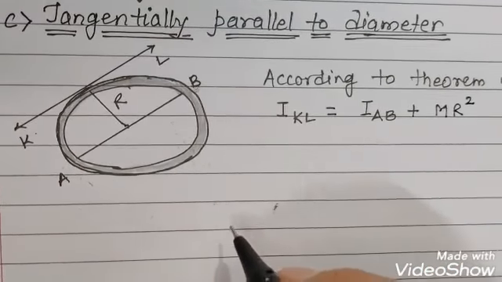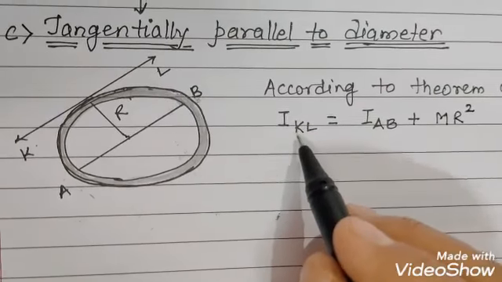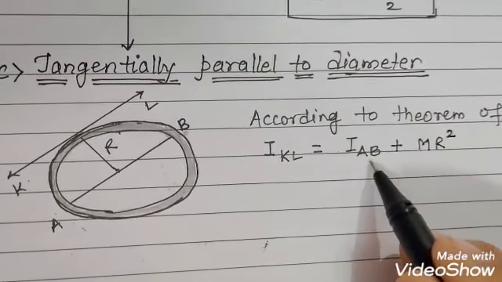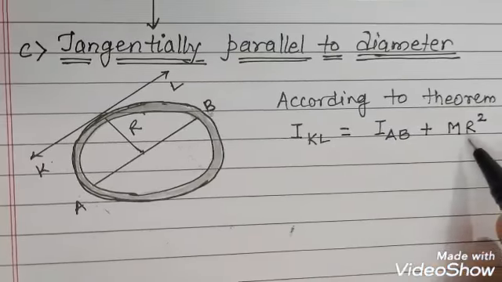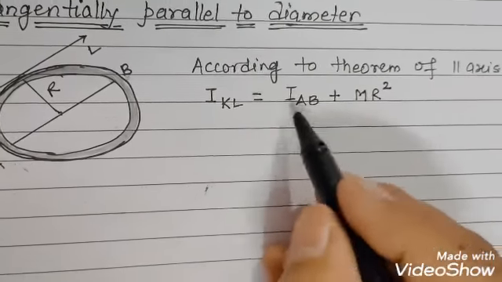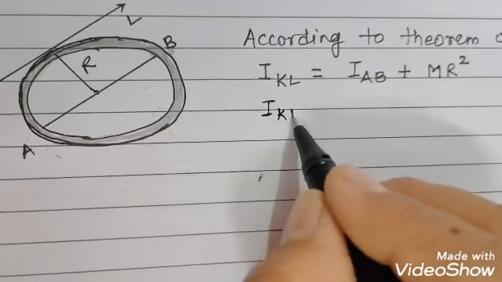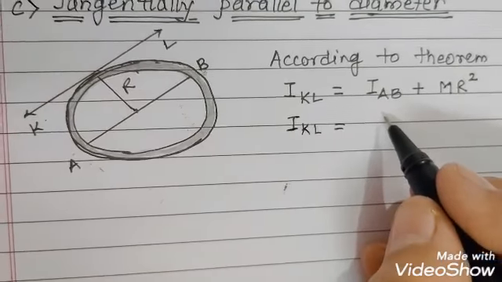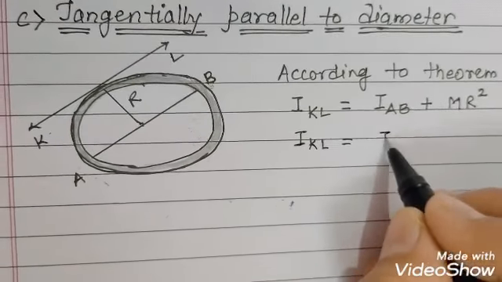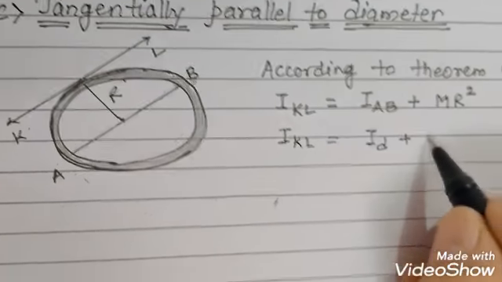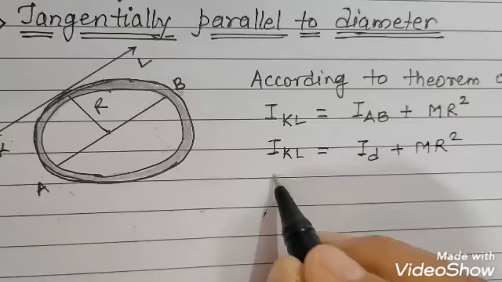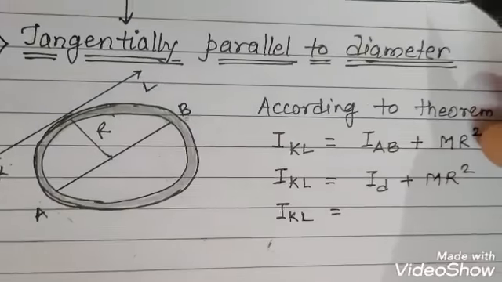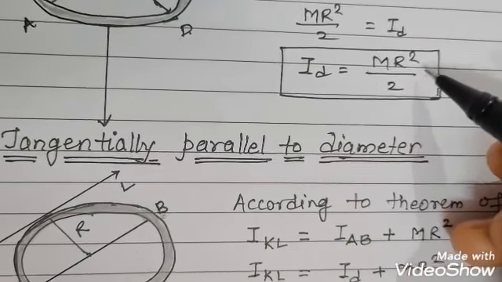So according to the theorem of parallel axis, the moment of inertia about axis KL will be equal to the moment of inertia about one of the diameters, that is AB, plus MR square. So IAB is actually the diameter here. AB is the diameter and IAB is the moment of inertia about one of the diameters. So we can write this ID also, and this is MR square. Now ID we have already calculated in a previous section. You will find that it is MR square upon 2.